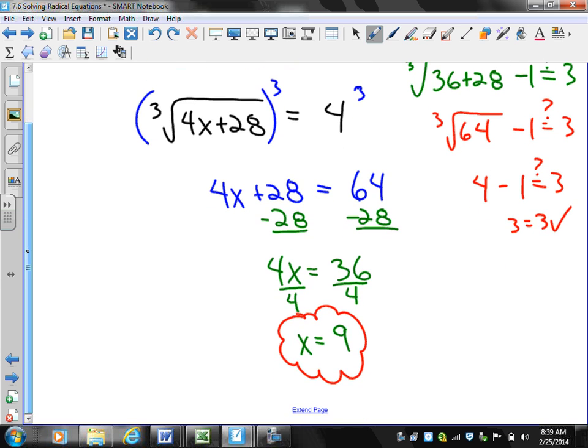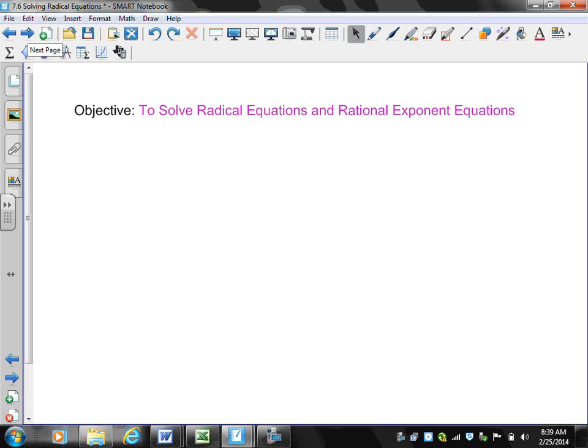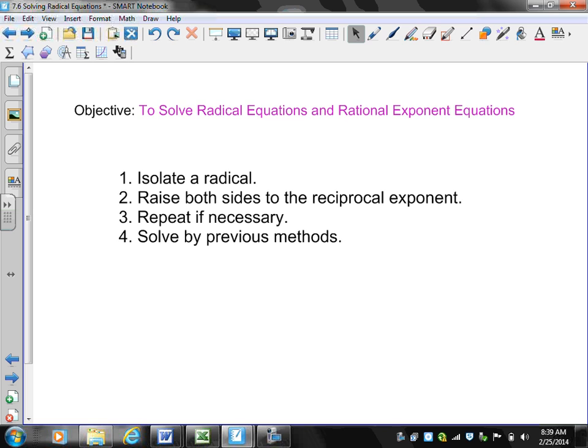Okay, so just a little wrap up here. Just to make sure we know what we talked about today. We solved some radical equations, and we solved rational exponent equations. Our basic techniques were we isolate a radical, and we raise both sides to the reciprocal exponent. Again, if we had a square root that we were unwrapping, we squared both sides, right? We want to do the inverse operation. We didn't actually do any of this repeating, right?